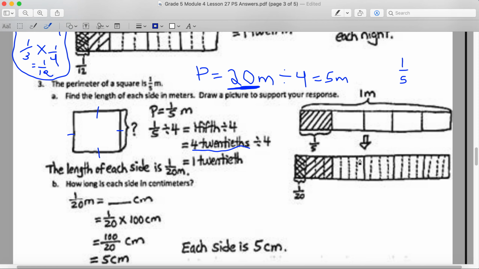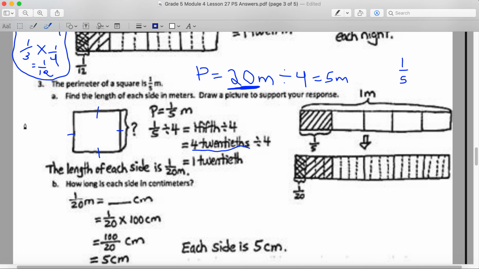Well, the picture kind of gives way. So let's look and see. Here's a full meter. Here's 1/5 of a meter. And I'm taking that 1/5 and dividing it by 4. You see that? I've got to divide each of my pieces by 4 as well. And if you count these up, you're going to get the 20. So how much is this one little piece? It's 1/20. Each length of the side is 1/20.